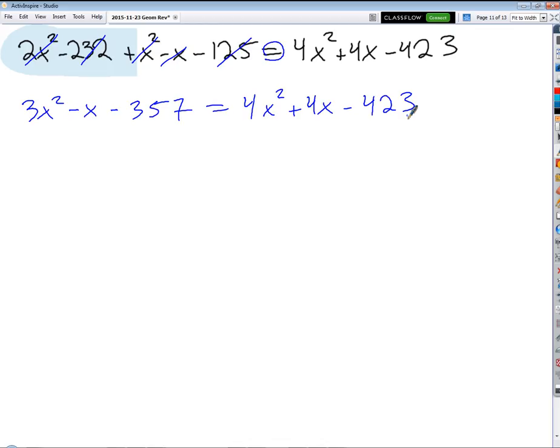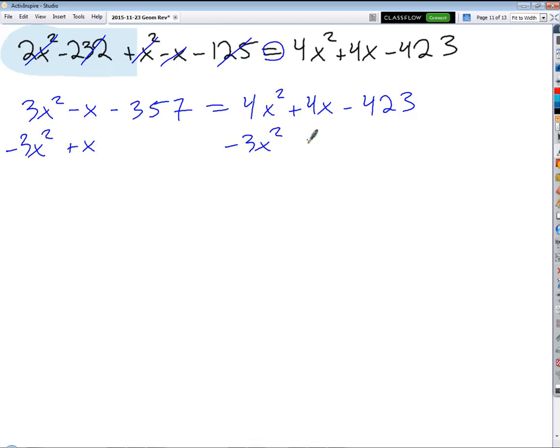So which side are we going to move everything over to then? To the right side, because 4x squared is bigger than 3x squared, right? So to do that, how do I undo all of these things? First, I'm going to subtract 3x squared from both sides. What about this one?